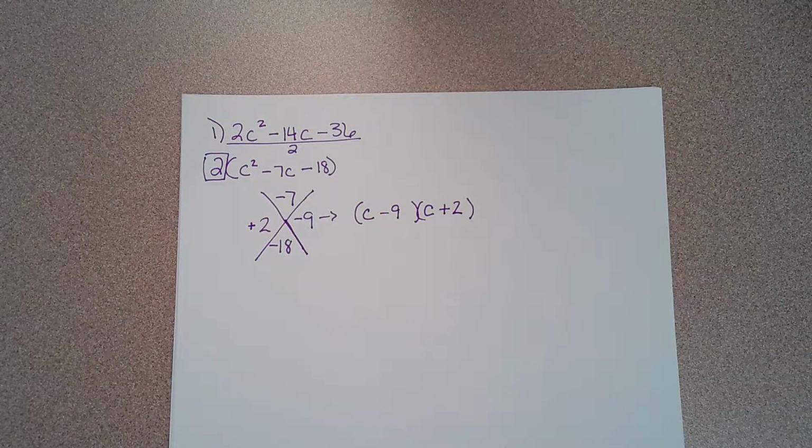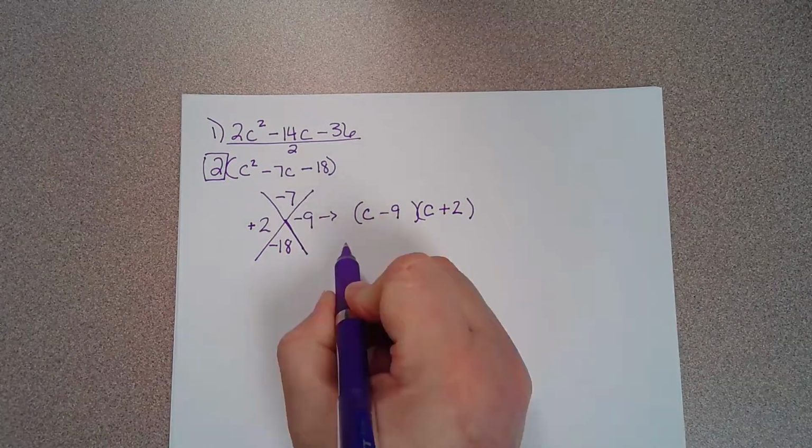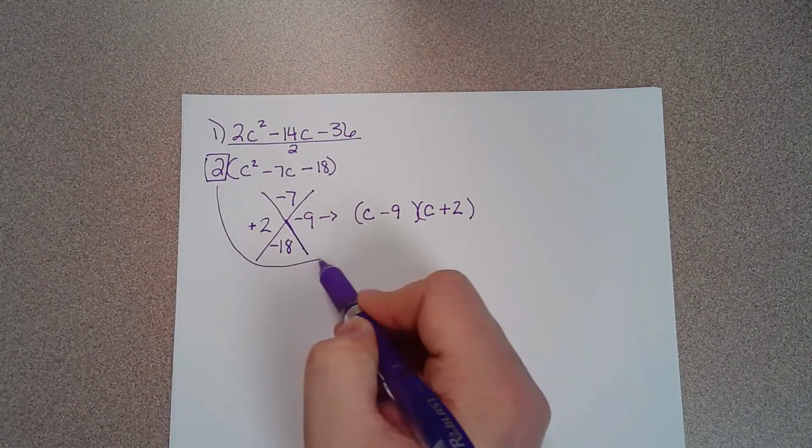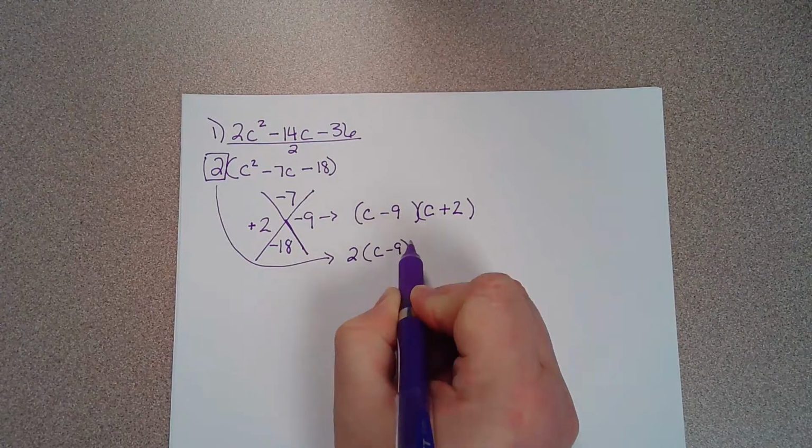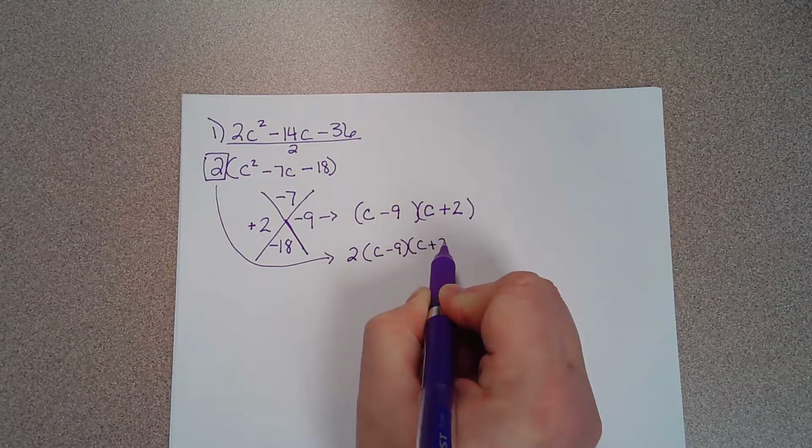No, we're not done because we forgot who? The 2. So remember, we held him off to the side for a reason, so we need to make sure that in our final answer, we put the 2 in front of the 2 groupings.